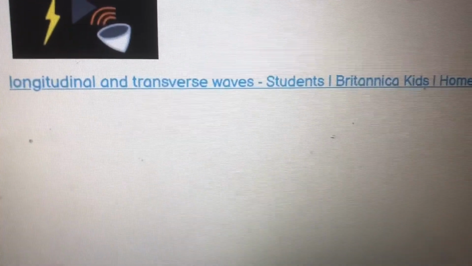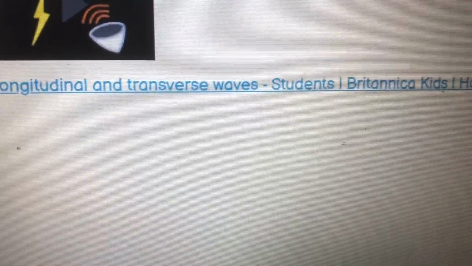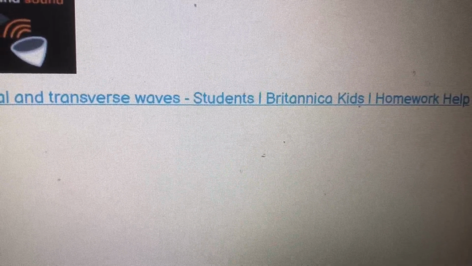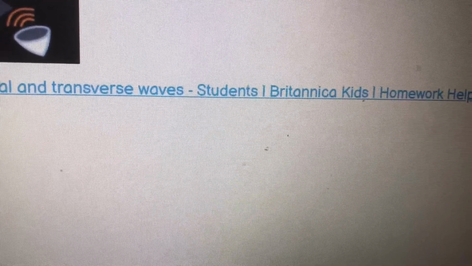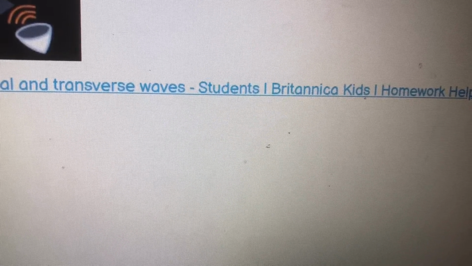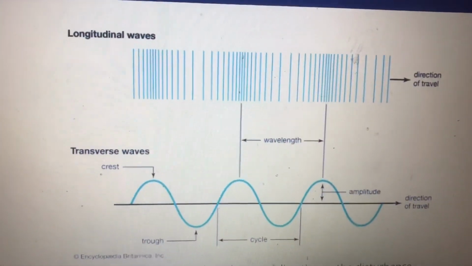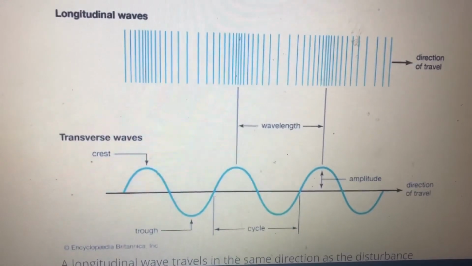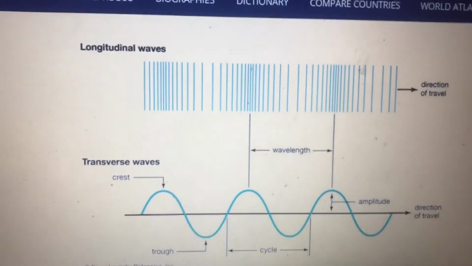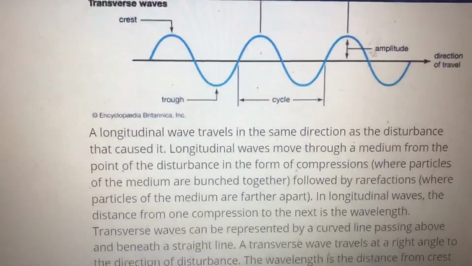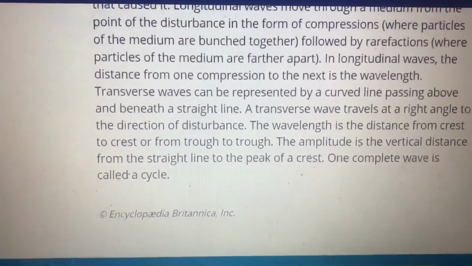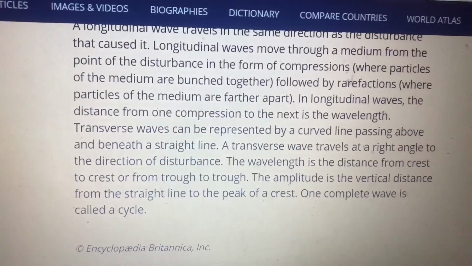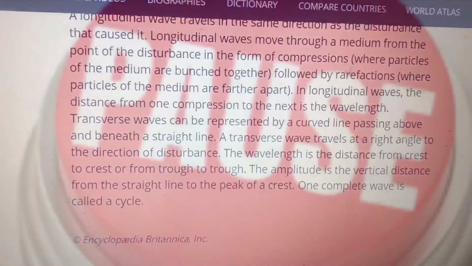There is a website that I want you to go to, okay? It's called Longitudinal and Transverse Waves. It's Britannica Kids. So please click on that, and I want you to read that article. Let me show you what it looks like. It looks like this, okay? It has a really good diagram, a really good drawing of a longitudinal wave and a transverse wave. And then it gives you a lot of explanation about it, okay? So I want you to pause this lesson and go to that website and read it, please.